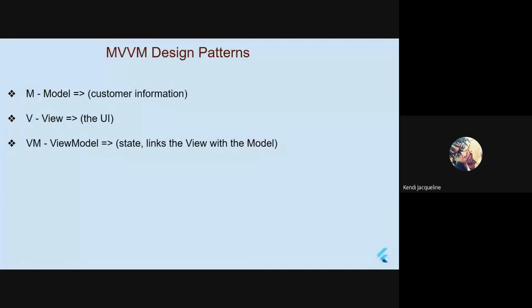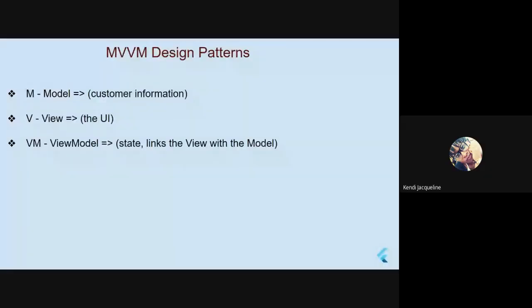Then we have the view. The view is the UI, the user interface. This is where the user interacts with the application directly. So when you want to press a button, you press on the view because it's what you can see on your application. And then we have the view model, which is a link between the model and the view. When the view needs to communicate with the model, it has to go through the view model. The view model plays a very important role, which is validating. We'll see that as we continue.